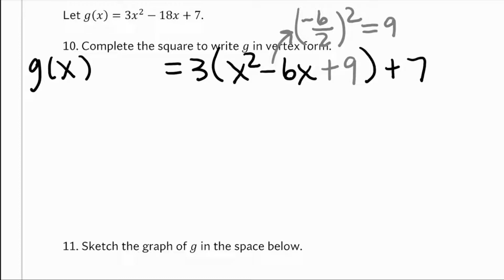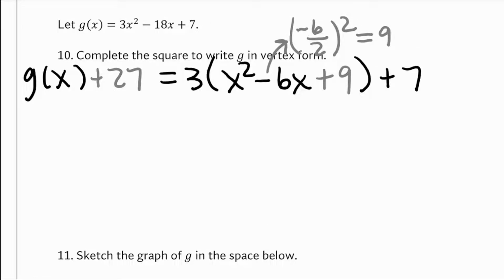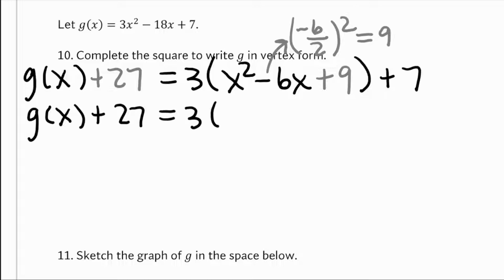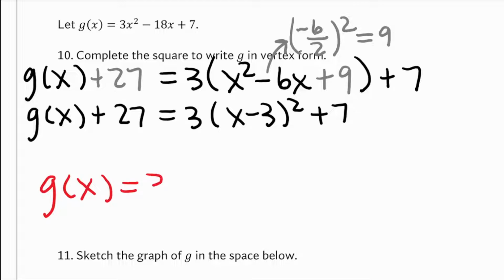But I need to add 27 over here because what I really added to the right side was 3 times 9. And now I've got a perfect square trinomial in there in parentheses. And so I'm going to subtract 27 from both. Actually, no, I'll just leave it like that. Factor the right side. And then I'll subtract 27. And that'll be vertex form. So if I take 7 and I subtract 27, that will be negative 20.